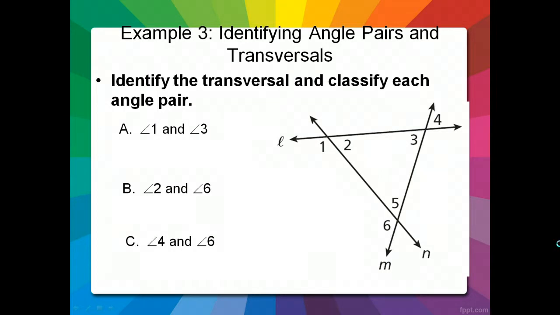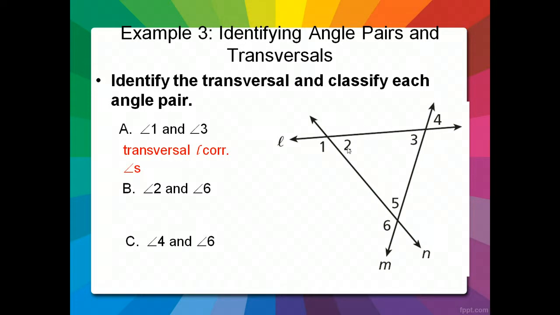Let's look at another example. If we want to identify angle pairs and transversals, let's look at 1 and 3. 1 and 3, the vertices are both along the line L. Our transversal would be line L. They're both on the same side of L, and they're on the left side of lines M and N. So they would be corresponding angles. The transversal is L, and they are corresponding angles.